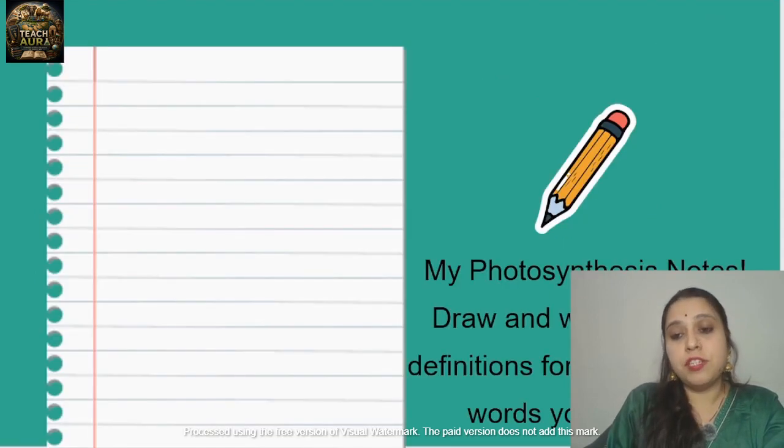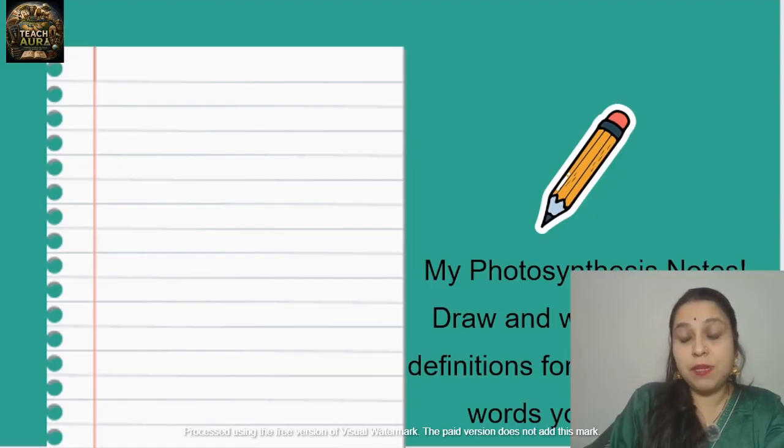Teachers love neat diagrams, but yes, in science labeling is very important, children. Sometimes you just draw and you don't label it. No, it doesn't make sense. So when a diagram is asked, you have to clearly label it.